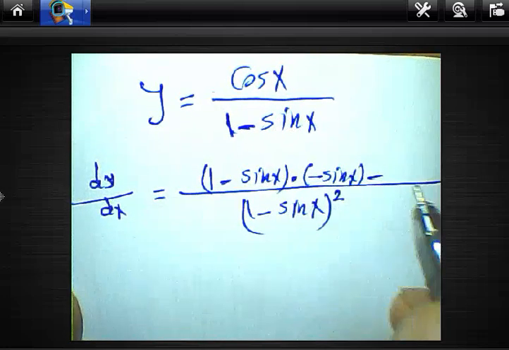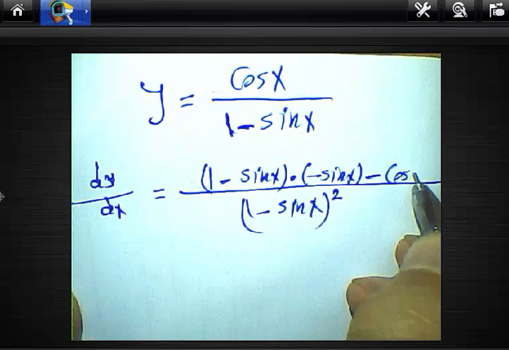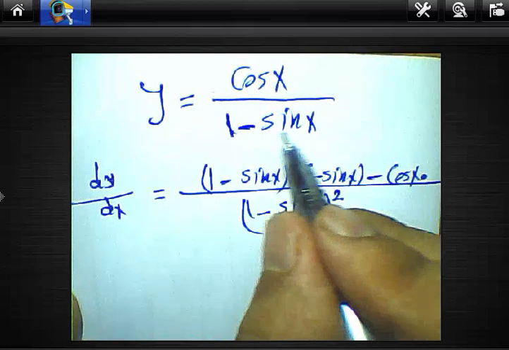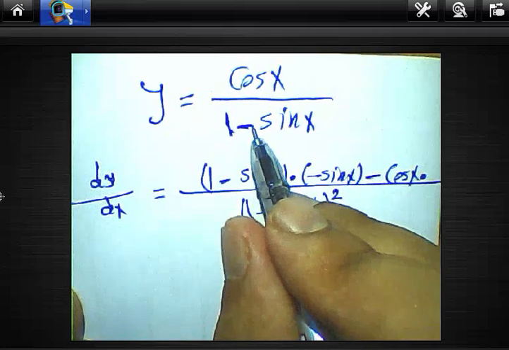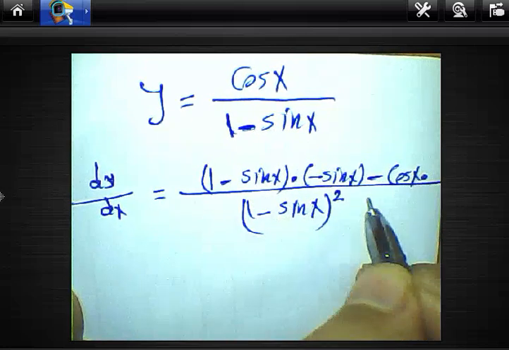Subtract, we can write what? We can write cosine x right up here, multiplied by the derivative of down, negative sine x, it will be negative cosine x, multiplied by negative cosine x.